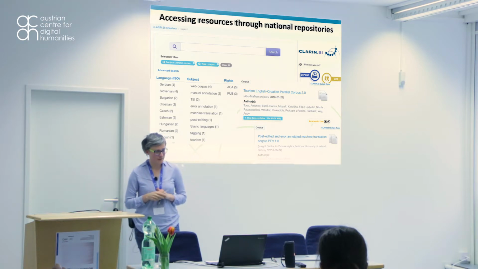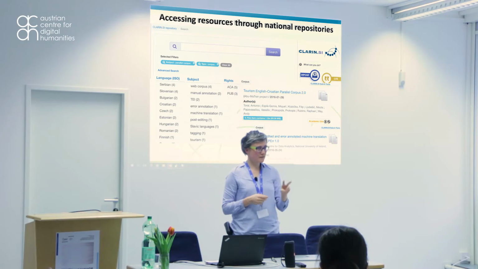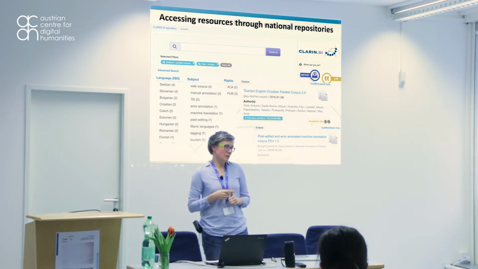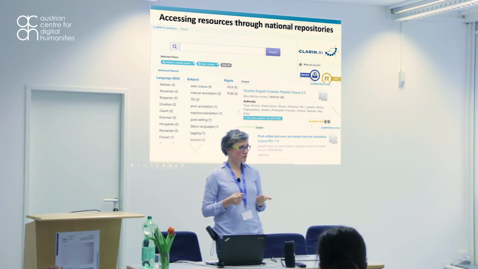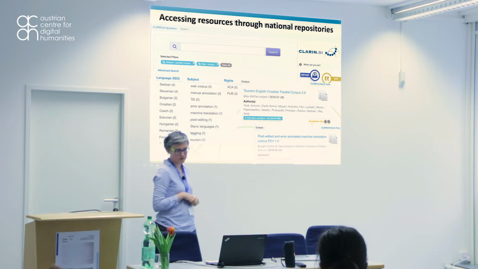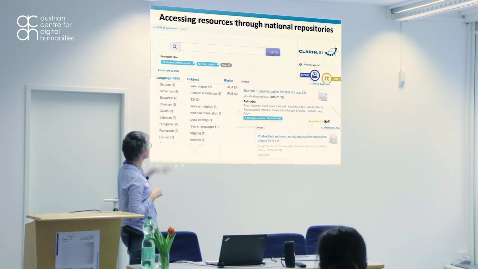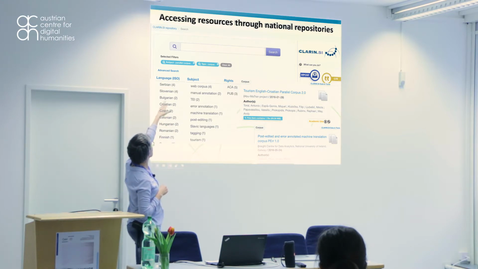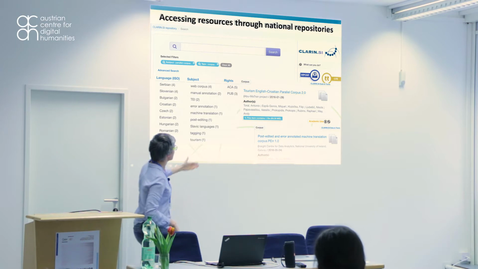How can you access parallel corpora in the CLARIN infrastructure? There are two entry points. Either you check out your national repository. For example, my Slovenian CLARIN repository looks like this. And you look for the parallel resources that are relevant for your national repository by focusing on, for example, the subject field. You type in parallel corpus and choose the one that you're interested in.